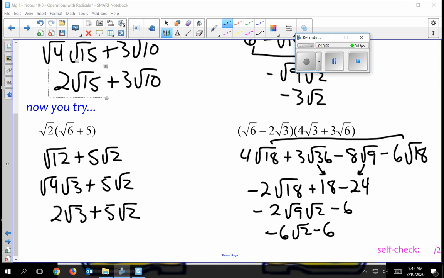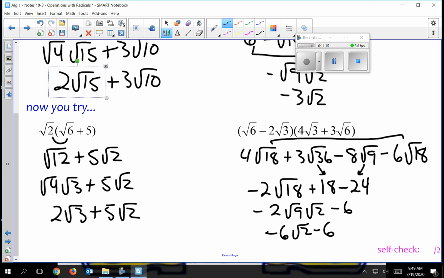Okay, so I put these out here, and I'll just explain real quick. I think the first one's pretty easy, just distributing that. I do get the square root of 12 by putting these two together, so I could simplify that down, and I get 2 square root of 3 plus 5 square root of 2. Can't put those together any more than that, okay?